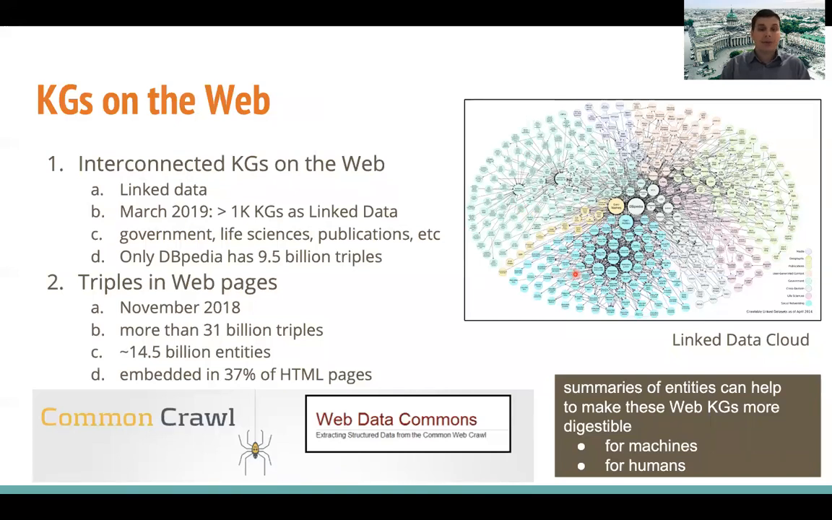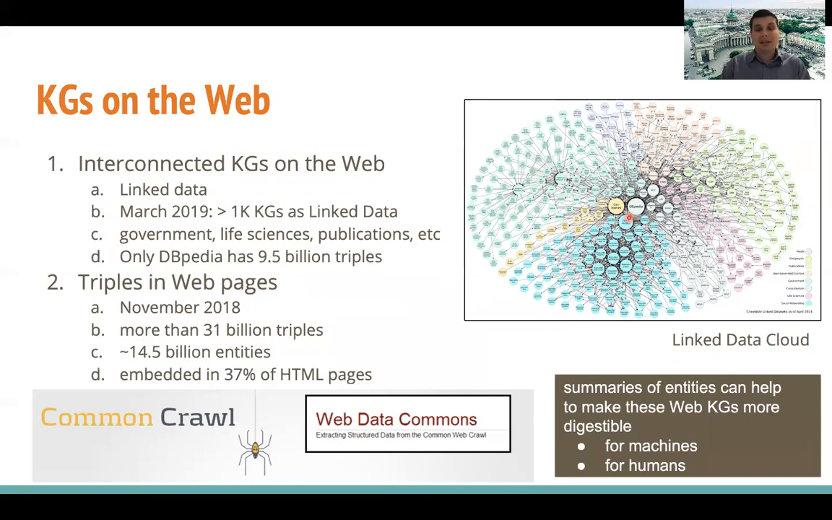They cover various domains, and here different colors depict different domains, and they are huge. Jointly, this whole network of knowledge graphs is huge, but actually individual nodes are also large. DBpedia has 9.5 billion triples. DBpedia is a knowledge graph version of Wikipedia.